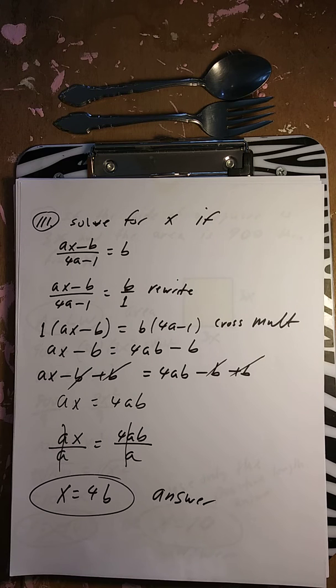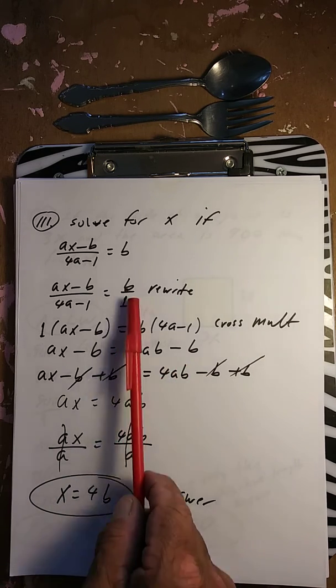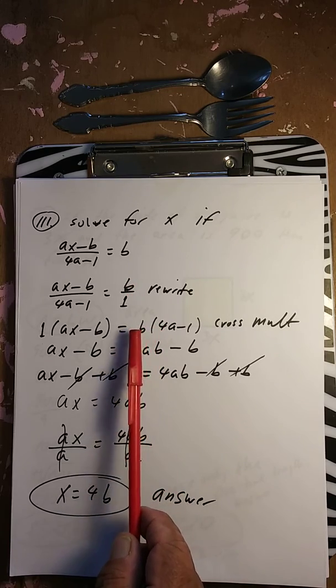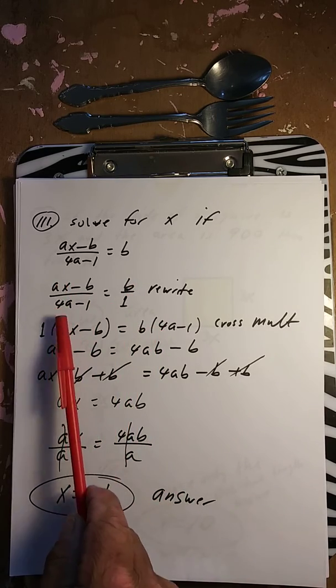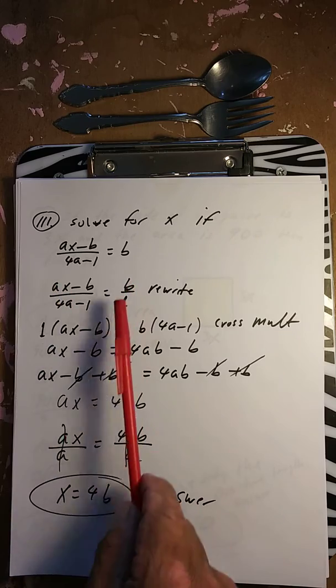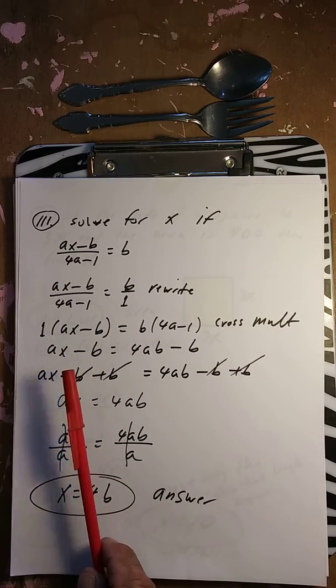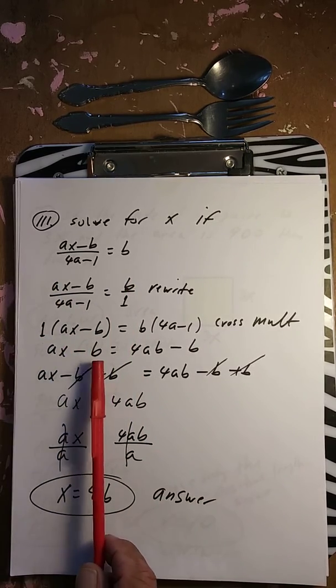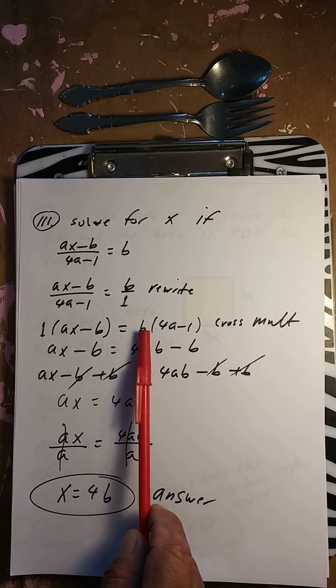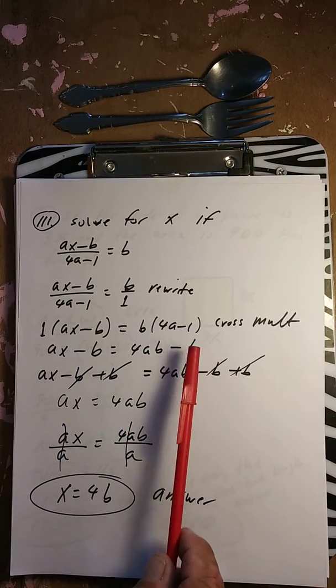Solve for x if ax minus b over 4a minus 1 equals b. Let's rewrite it first. B over 1. So now I'll cross multiply. 1 times that, and this times this. Cross multiply like that. So 1 times that is ax, and 1 times negative b is negative b. So ax minus b. B times that is 4ab, and that times that is negative b.